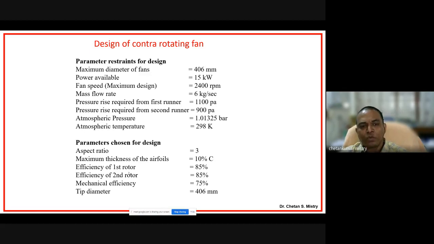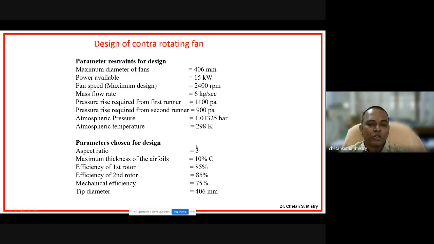Now, let me tell you about the work I have done in terms of design for a contra-rotating fan. I was having a bell mouth with a diameter of 406, so that is why I fixed that. I was having a motor rotating at 2400 RPM, and this is the power requirement. This is used to decide the different parameters. For my first rotor, I had a pressure rise of 1100 Pascal. For the second rotor, I was expecting a pressure rise of 900 Pascal.